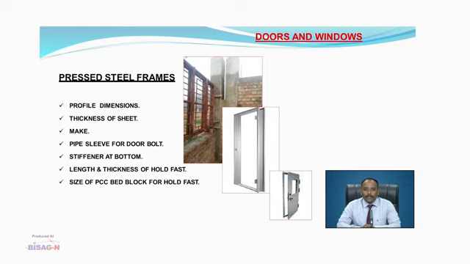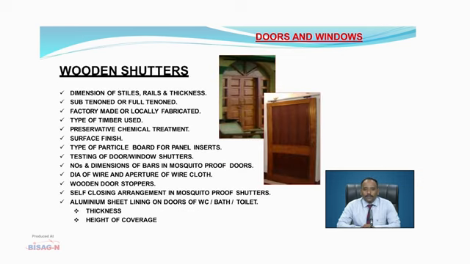Also, the size of PCC bed block required for holdfast is to be ensured. Wooden shutters, the dimensions of stiles, rails and thickness have to be checked. Subtenoned or fully tenoned has to be checked. The material has to be either factory made or locally fabricated, as per the CA specifications.